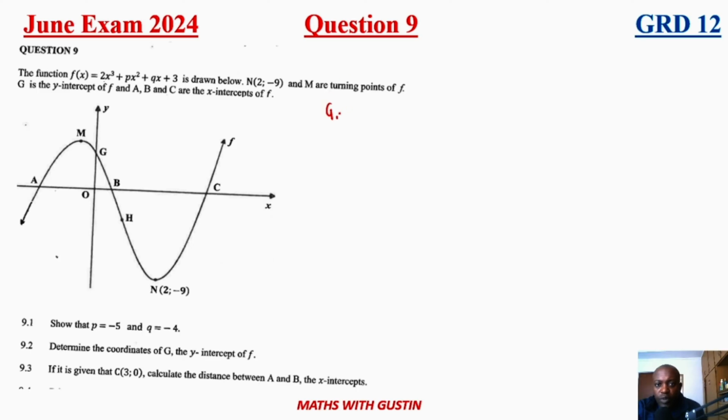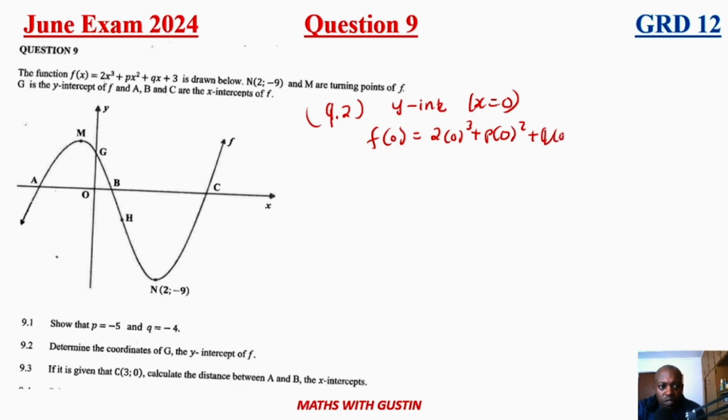All right, 9.2 is going to be given by y. This is our y-intercept. Okay, so the y-intercept, we get it when x is equal to 0. So on our given equation, everything will be 0 where there's x. So we're going to put 0 there, plus p times 0 squared plus q times 0 there, plus 3. Right, so therefore everything else will be 0. Therefore it means when x is equal to 0, y will be 3. Therefore the coordinates of g will be (0, 3).